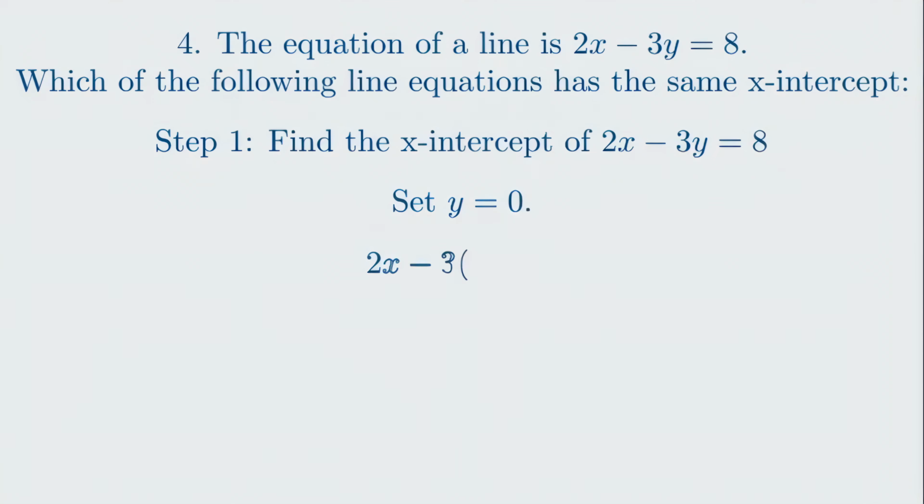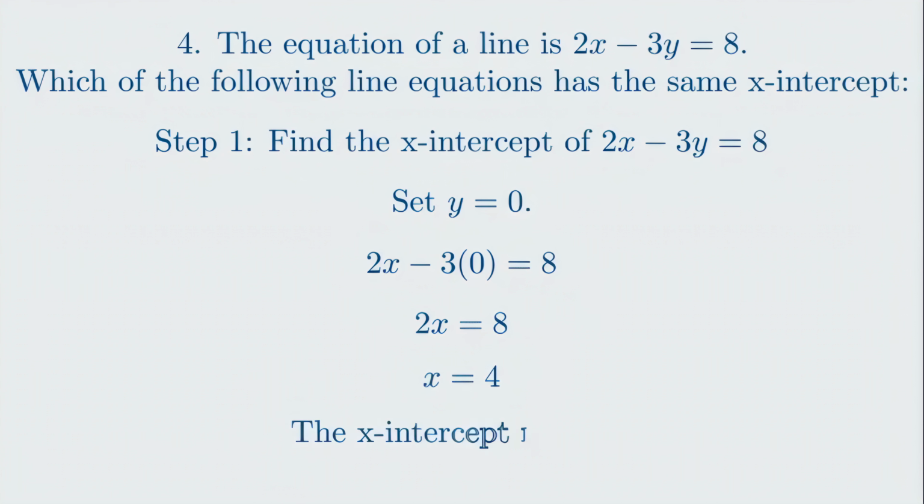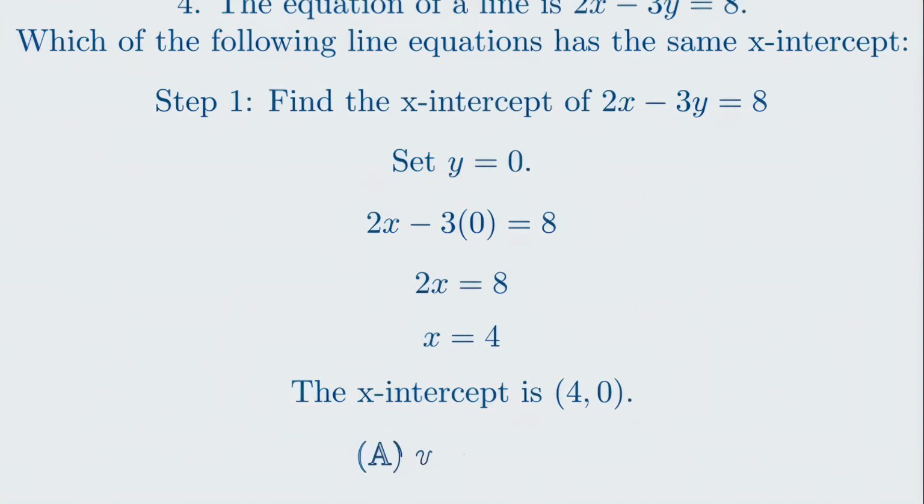Substituting y equals 0 gives us 2x minus 3 times 0 equals 8, which simplifies to 2x equals 8. Dividing by 2, we find that x equals 4. The x-intercept of our line is at the point (4, 0). Now, we need to go through each of the answer choices and find their x-intercept to see if it's also 4. Let's start with option A, y equals 2x plus 8.